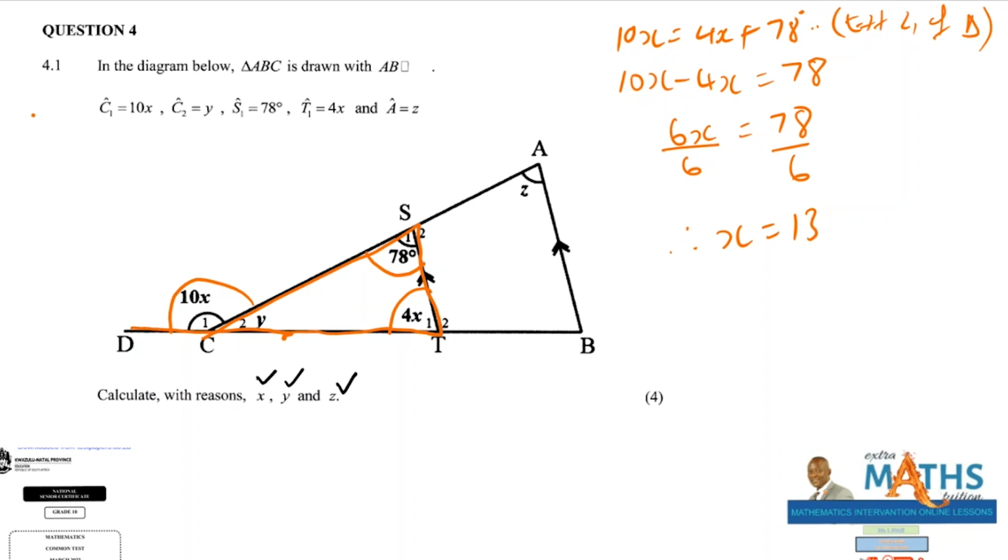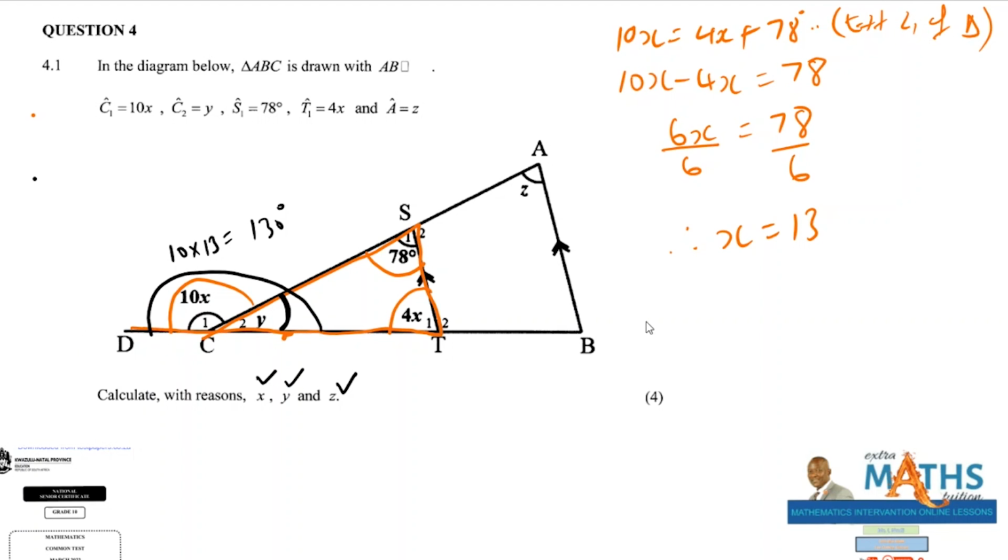Okay, right? Now, let us look for the value of y. There is y here. Y is not on any parallel line, but I'm noticing that I already have the value of x. It means that I have 10 times 13. It means this is 130 degrees. And this is what, guys? Yes, it's a straight line.